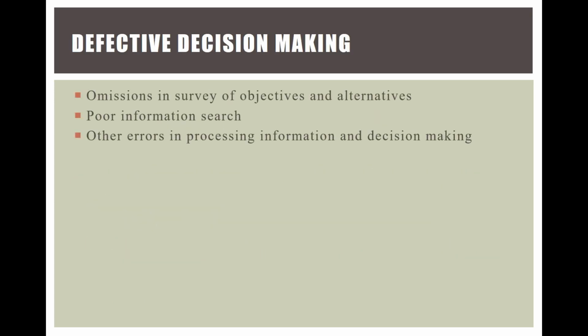That is all the symptoms, and now we're down to the defective decision making. Part of this defective decision making are these symptoms: omissions in survey of objectives and alternatives, poor information search, and other errors in processing information and decision making. Decision making of a group is defective if the group will only discuss a risky alternative while ignoring all other potential alternatives and disregarding other important information that could make a group more successful and that can make a group avoid failure.